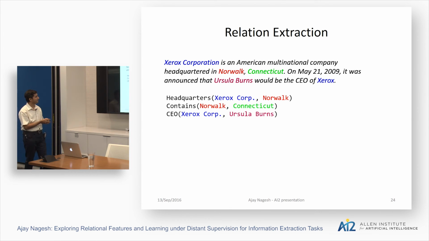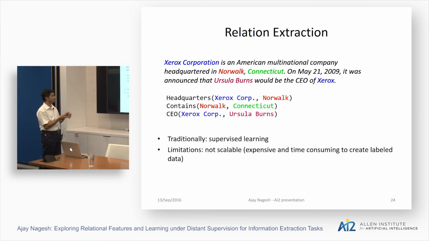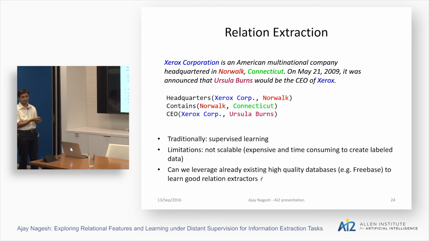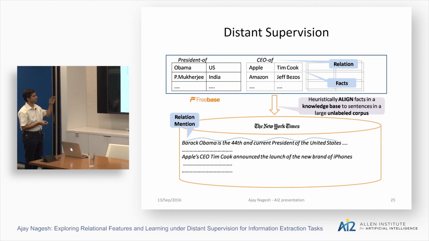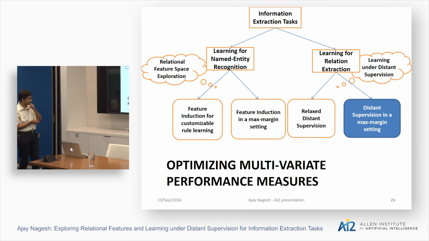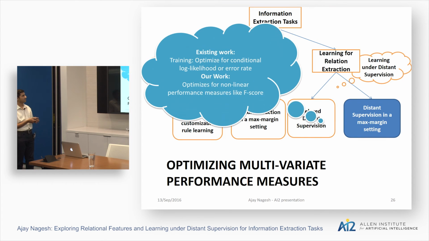Relation extraction, identifying relations between entities, and traditionally supervised learning is not scalable. In literature, people have looked at distant supervision to leverage existing databases to learn relation extractors. And this is the idea of distant supervision. You try to heuristically align the facts in the database to the sentences which contain the mentions of the entities in the corpus. And in particular here we are looking at a training regimen where we formulate it as a max margin training setting, and we optimize for multivariate measures.